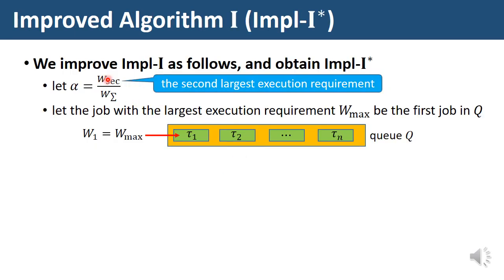We now improve algorithm 1 and obtain a totally different implementation. We call it implementation 1 star. Here at first, we set alpha to be the second largest execution requirement divided by the total execution requirement, W sigma. And then we let the job with the largest execution requirement, W max, be the first job in the queue.